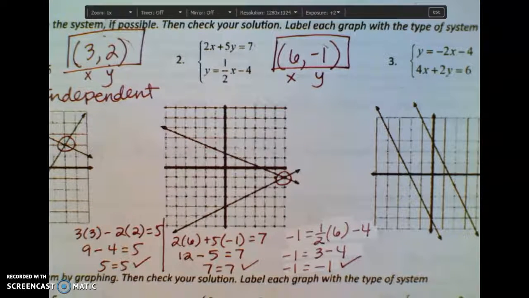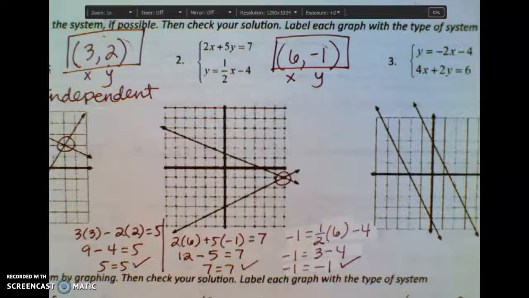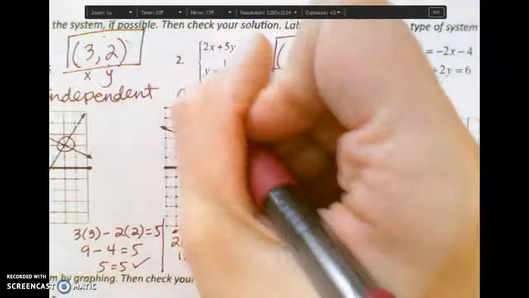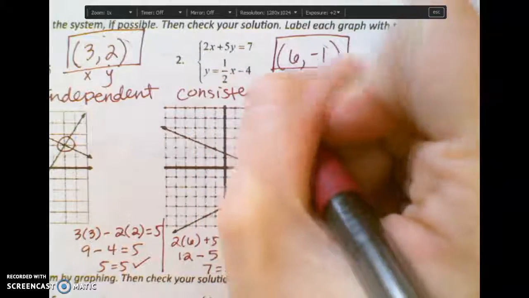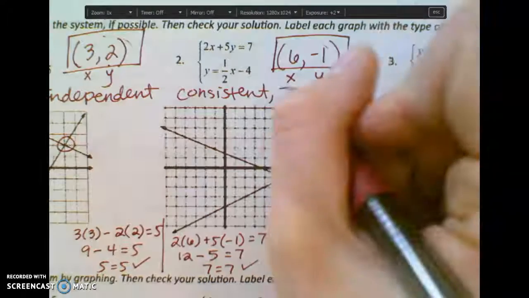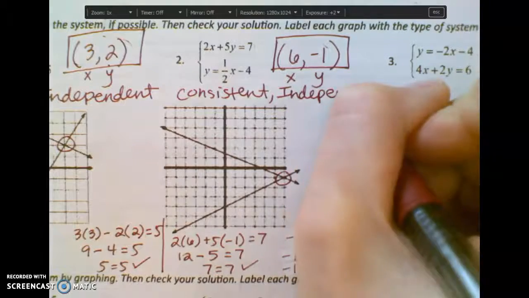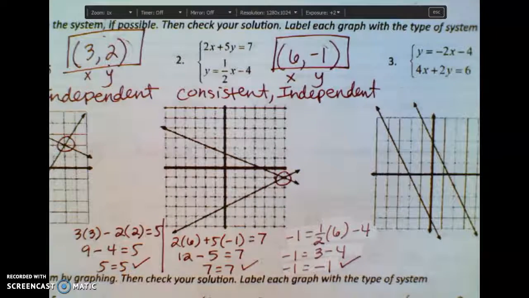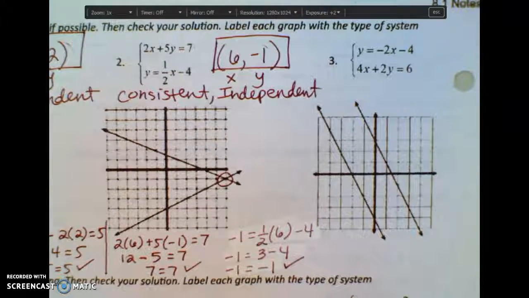Last thing, we need to label each graph with the type of system. So what type is this? Is it consistent or inconsistent? It is consistent because it has at least one solution. And then this one is independent because it has exactly one solution. So consistent and independent. Last one, look at number 3.